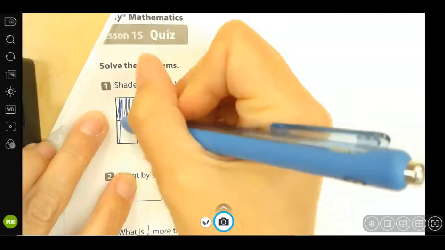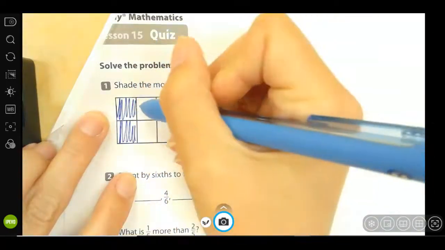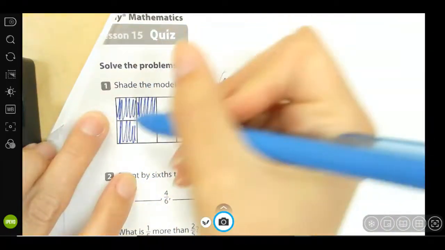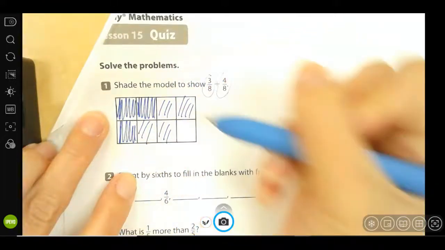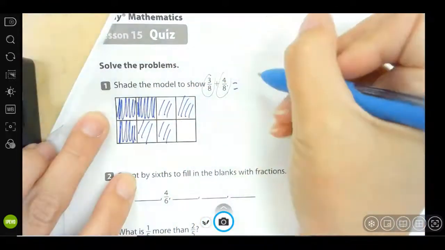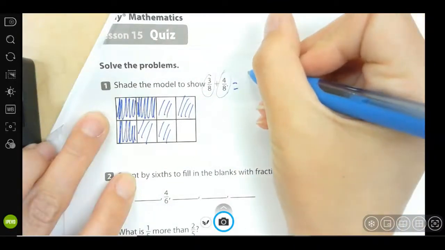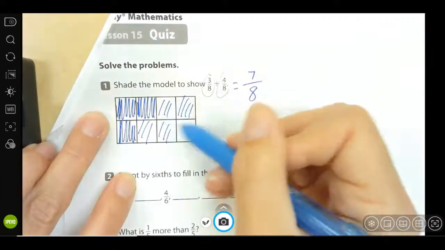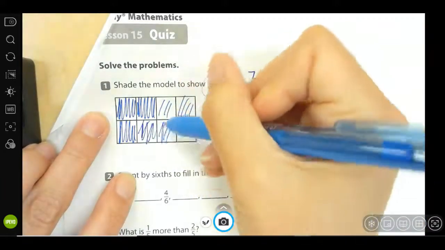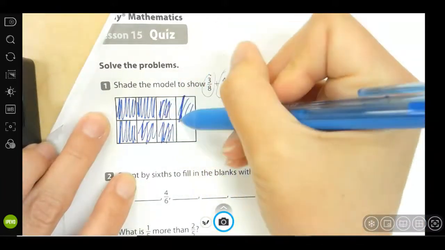This is what Liam's kind of looked like. He showed me 3/8 and then he showed me 4/8. So what would our answer be? 7/8. Why did Liam show different colors rather than shading them all in like this?